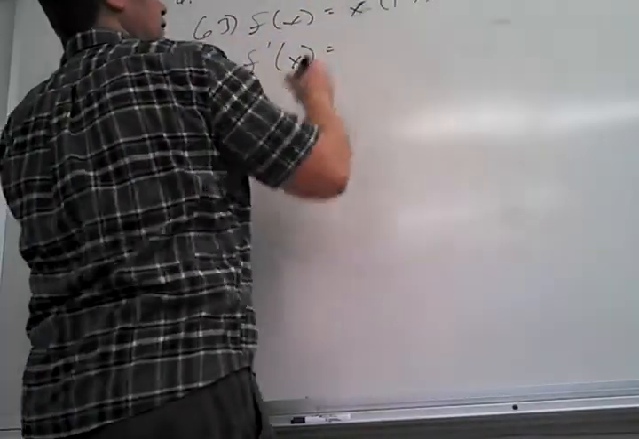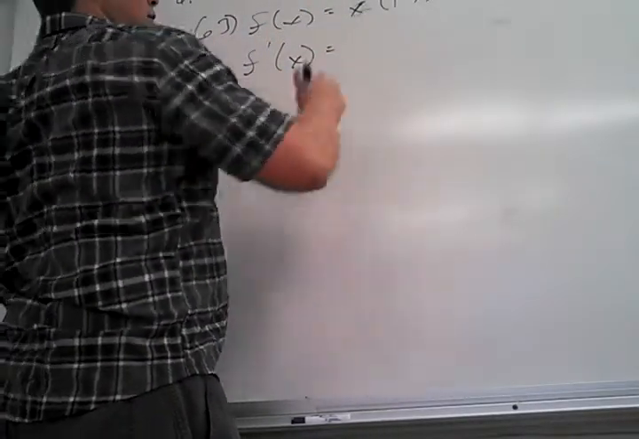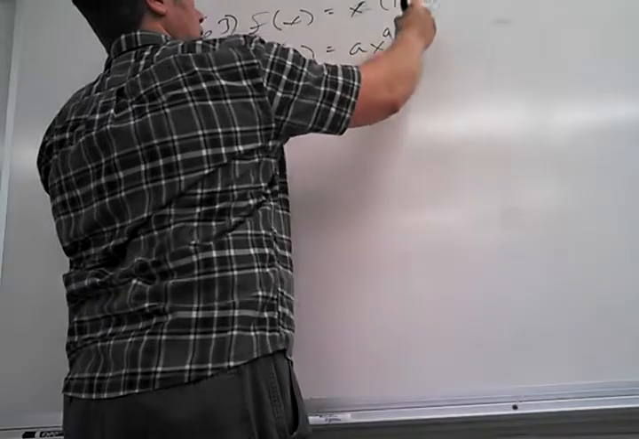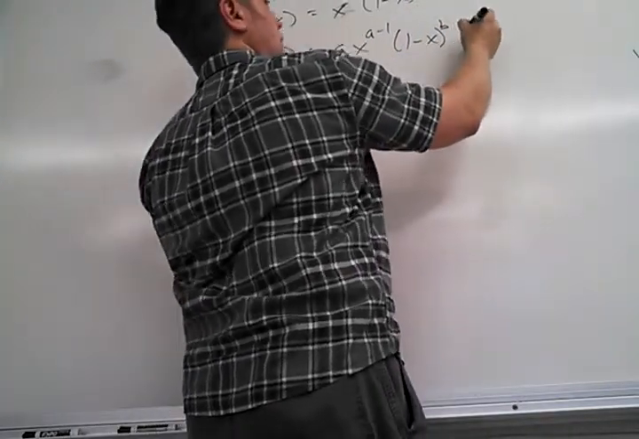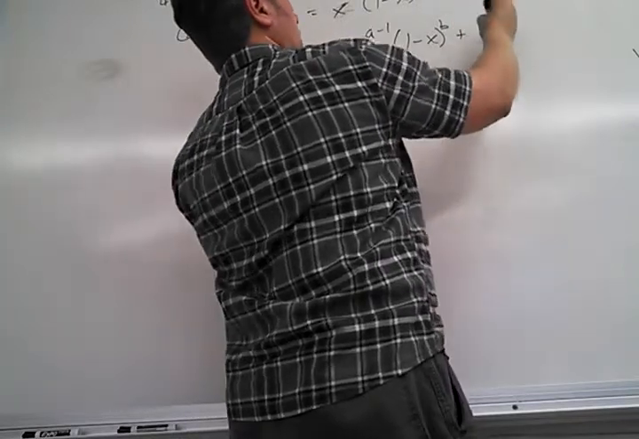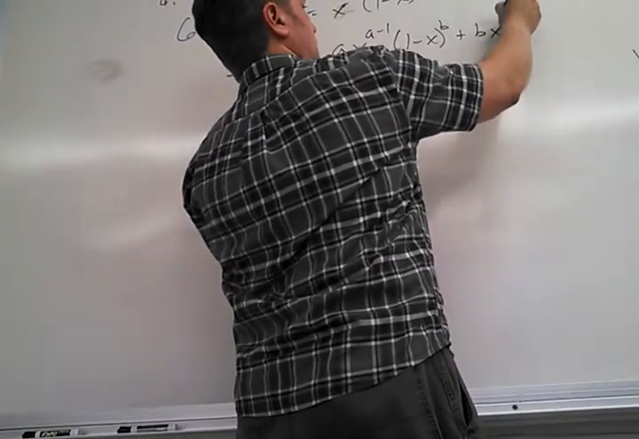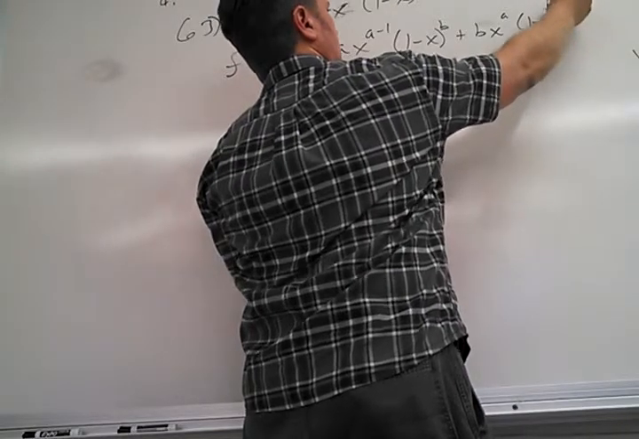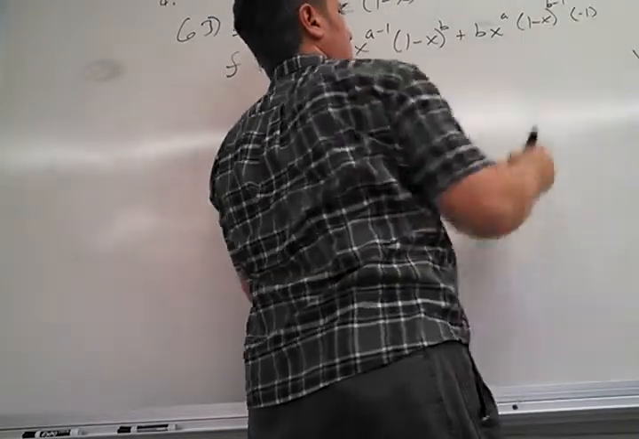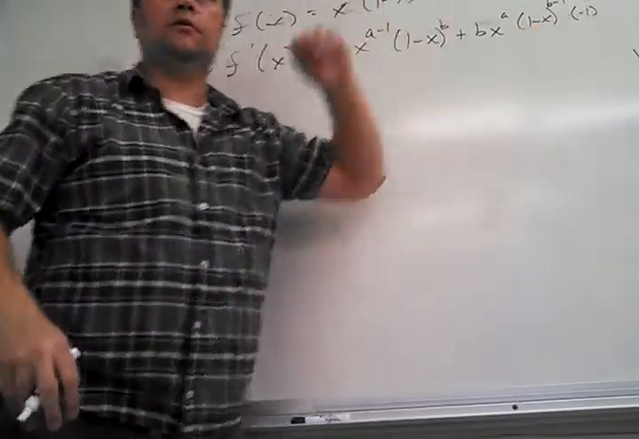So what's the derivative of this? a x to the a minus 1, times (1 minus x) to the b, and then minus b, plus b x to the a times (1 minus x) to the b minus 1, because the negative 1 becomes negative. I like it. So there's a chain rule there. Cool.